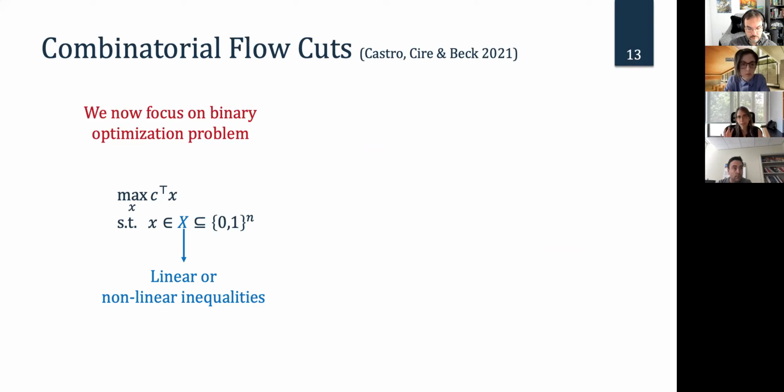So now we're going to go to what I call the combinatorial flow cuts. These are the works that I did with Andre and Chris. They were published very recently. And here, what we're going to do is focus only on the binary case. So we're going to be talking about BDDs, binary decision diagrams, instead of the other ones that were more general, that are for any type of discrete program.